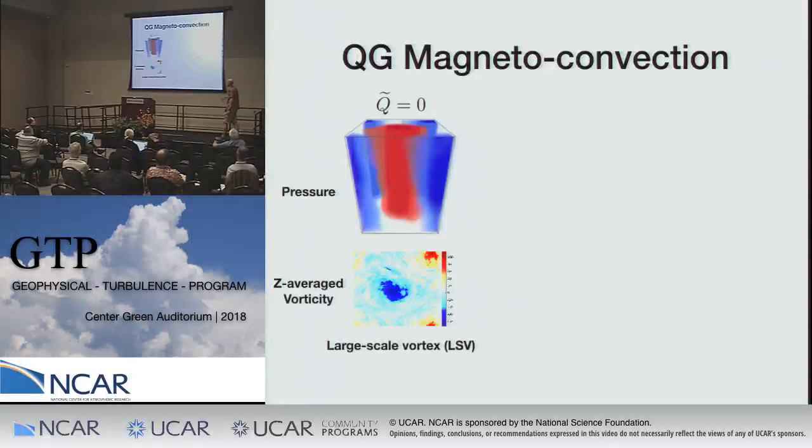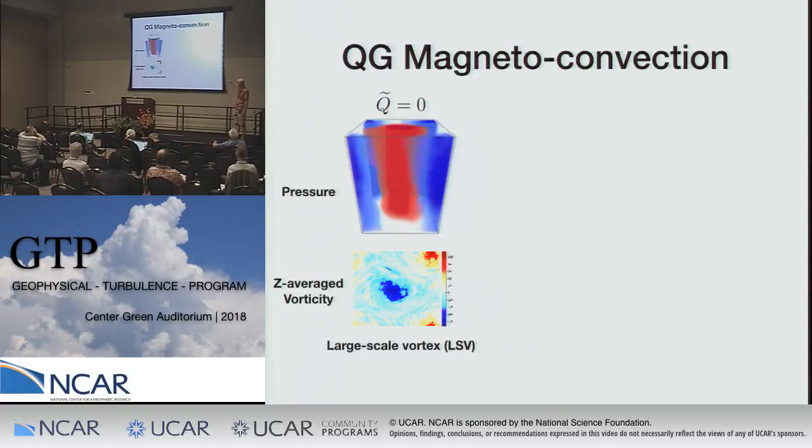What do these flows look like? So again, Keith showed some of these hydrodynamic cases for comparison. This is a volumetric rendering of the pressure or the geostrophic stream function. On the bottom, I'm going to show depth averaged vorticity. I'll also refer to this as the barotropic vorticity. It just means a depth averaged quantity. You're looking down on the rotation axis.